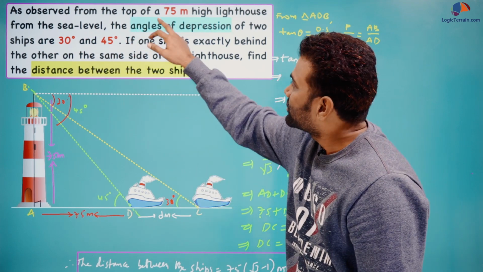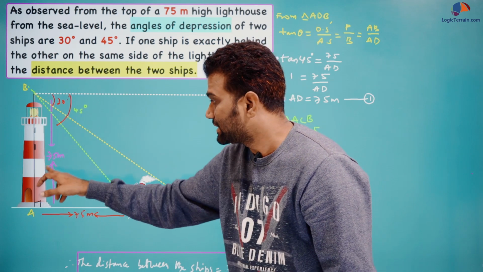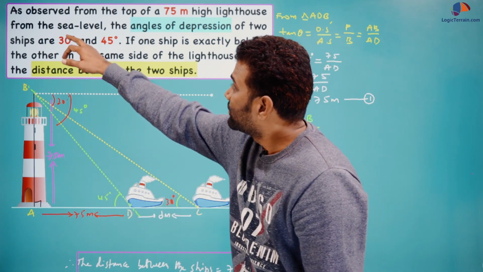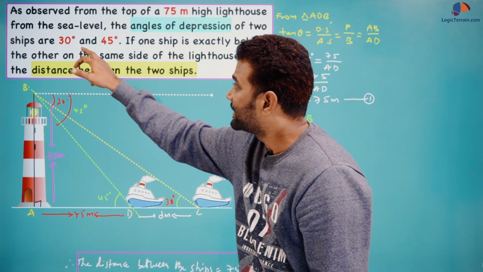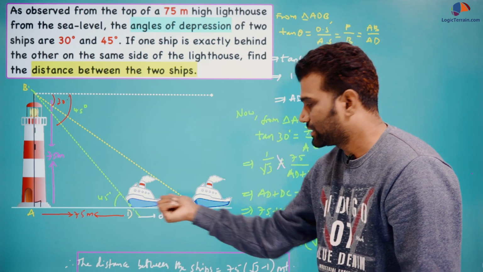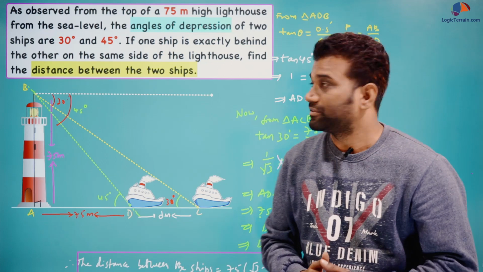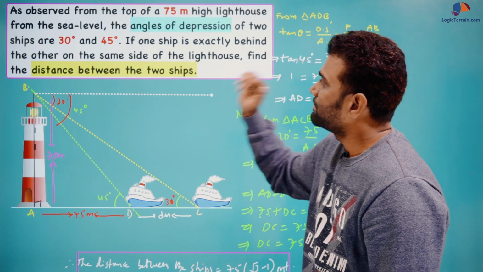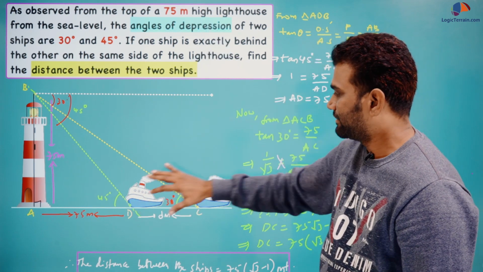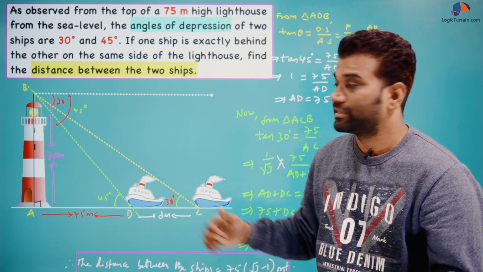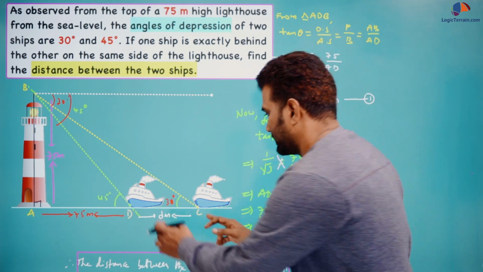As observed from the top of a 75 meter high lighthouse, here there is a lighthouse whose height is given as 75 meters. From the sea level, the angles of depression of two ships are 30 degrees and 45 degrees. So these are two ships, the angles of depression. So one is 30 degrees, another one is 45 degrees. If one ship is exactly behind the other on the same side of the lighthouse. So anyhow, according to the given information, this is the picture. This is the rough diagram, you can say. Then find the distance between the two ships. Here we need to find this distance.